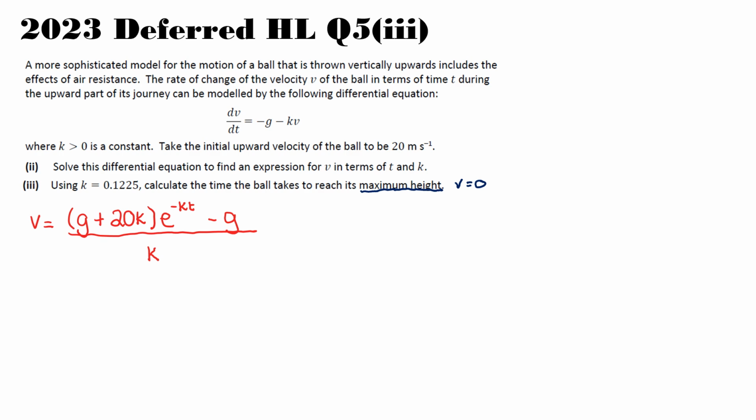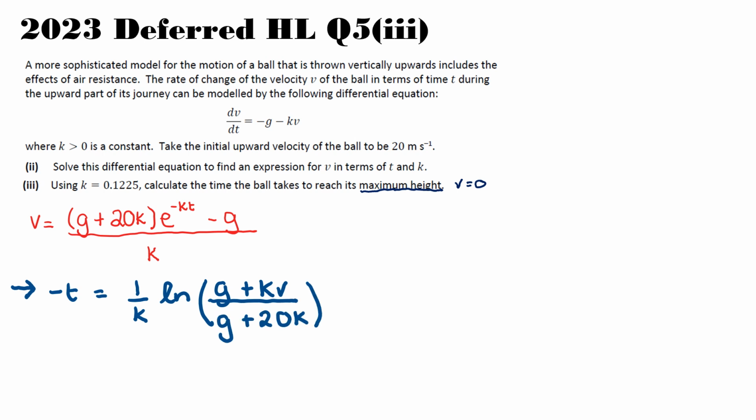So if we look back to part 2 and find a line where t is either isolated or nearly isolated, it's going to make our lives so much easier for this question. It's going to save us time. There will be fewer steps, and fewer steps means less chance of us making a mistake. We want to create something where we can just go straight to our calculator. So I'm going to go back to the line that looks like minus t equals 1 over k, natural log of (g plus kv) over (g plus 20k). That has nearly got t isolated.